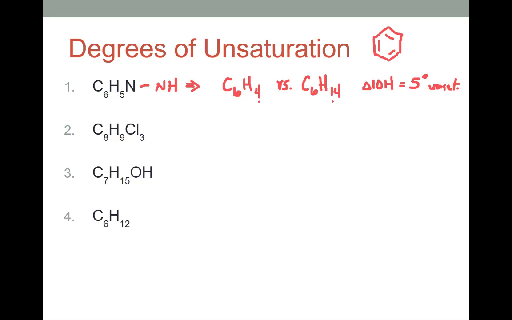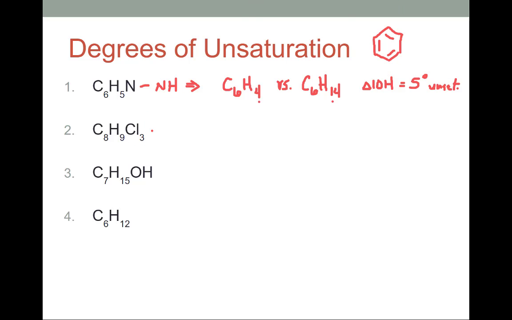Because look at this structure right here. That's 1 degree for the ring, plus another 2, 3, 4, altogether 4 degrees of unsaturation for that ring. So that's a really good indicator that maybe that's what I've got going on.